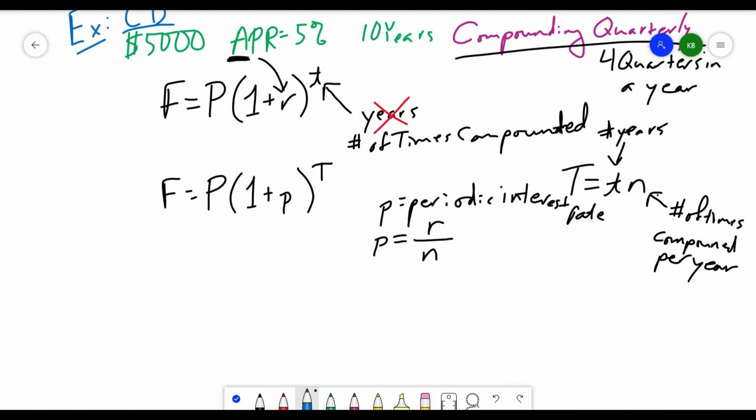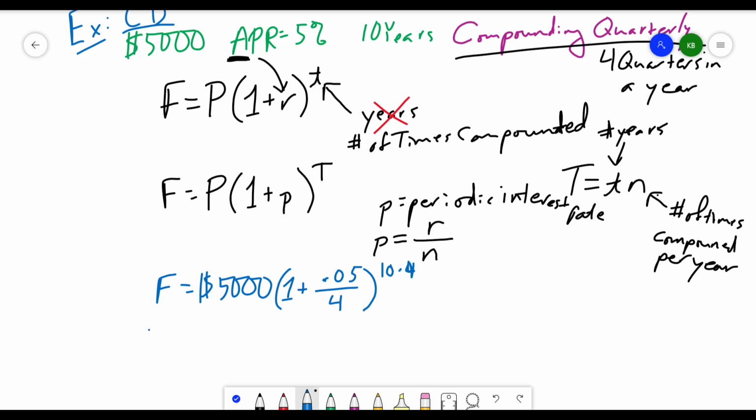So I have my future value, which is what I'm solving for still. My principal doesn't change, so I have $5,000 that I'm going to invest. And I have 1 plus my periodic interest rate, which is going to be my annual interest rate as a decimal, so 0.05, divided by the number of times I'm going to compound each year. So 4 is my quarterly number. And I'm going to raise this to my number of years times the number of times I'm compounding each year. So 4. There's a 4.